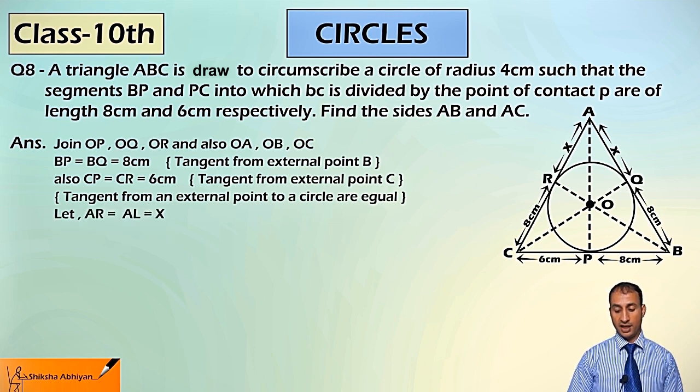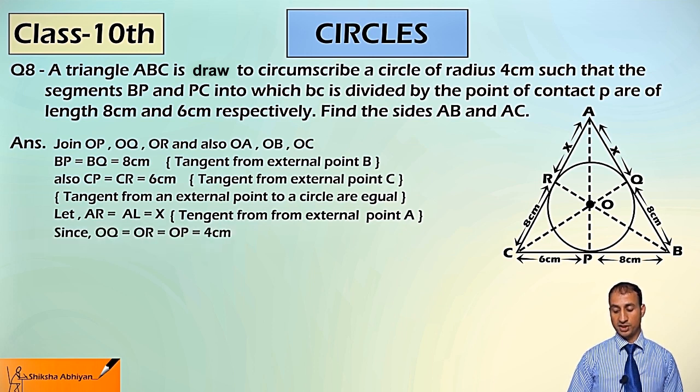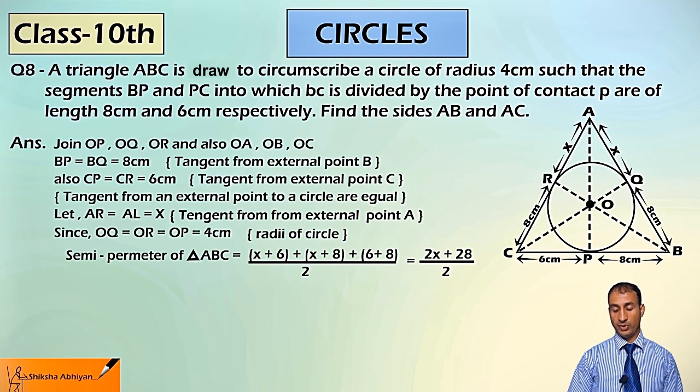Now let AR is equal to AQ. This is also a tangent from point A, is equal to x. यहाँ x मान लेता हूँ. Since OQ is equal to OR is equal to OP, 4 centimeter, all are radii of the same circle. Now semi-perimeter of triangle ABC, S, is equal to x plus 6 plus x plus 8 plus 6 plus 8 upon 2, that is the sum of the three sides.